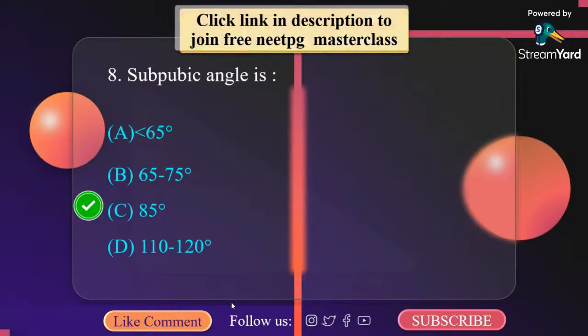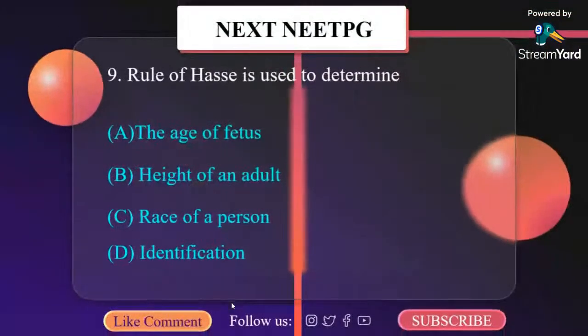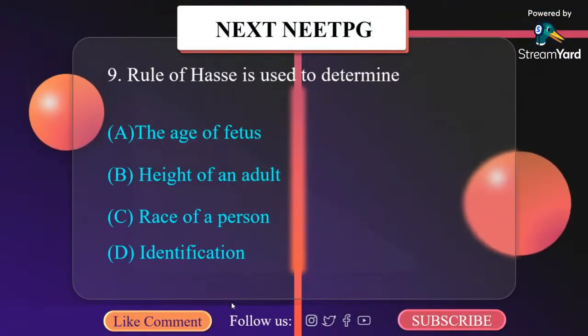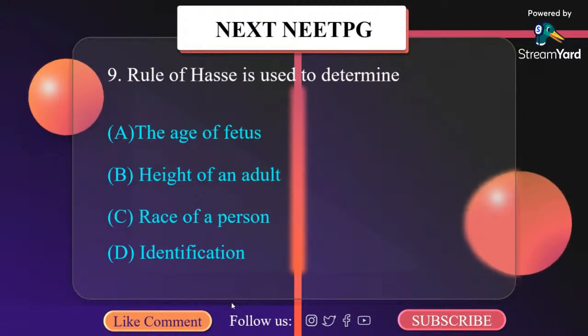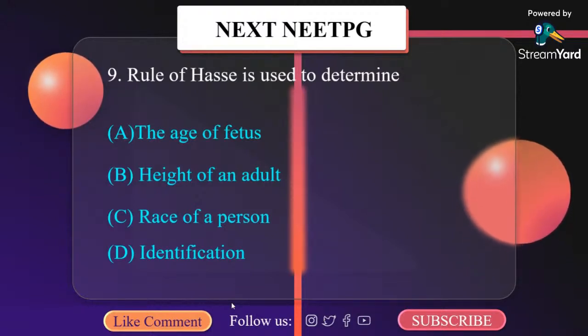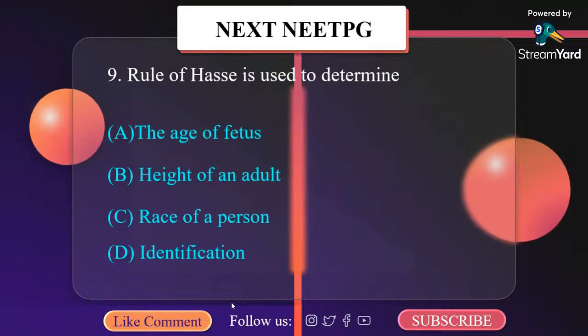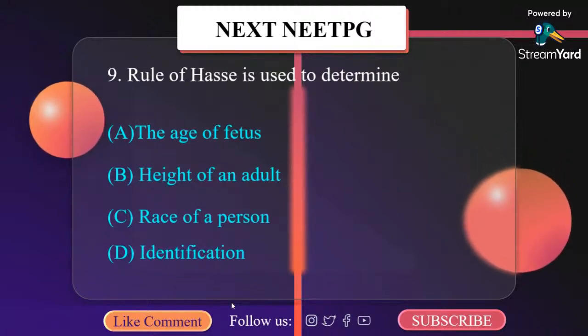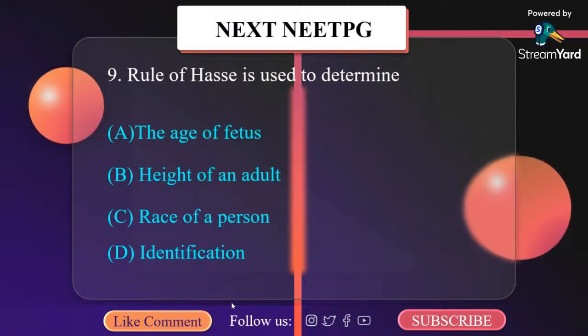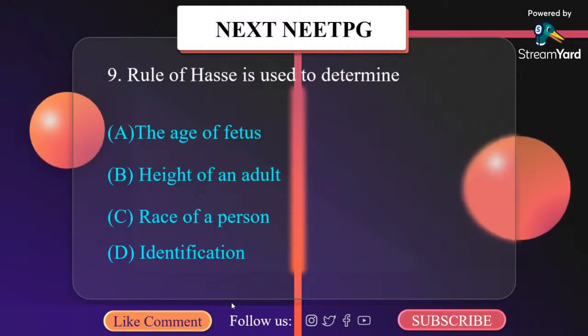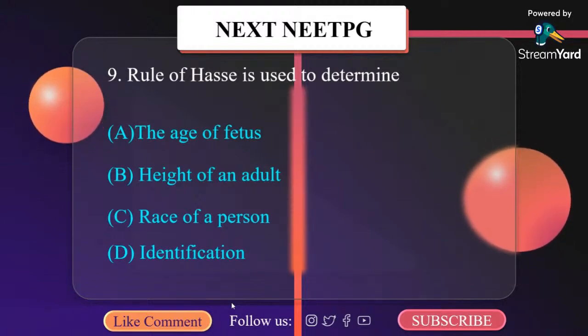Rule of Haase. This question is asked in forensic medicine also. Rule of Haase is used to determine A. The age of fetus, B. The height of an adult, C. The race of a person, D. Identification. This rule of Haase is used to determine the age of fetus.